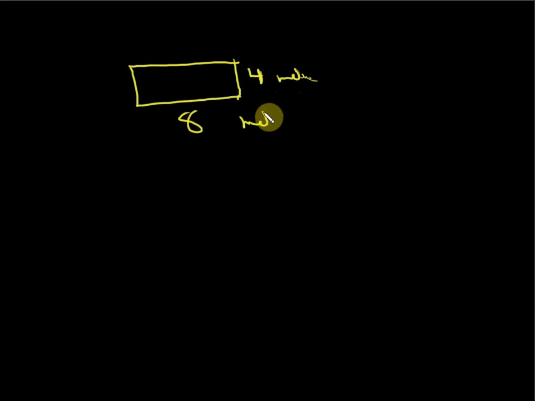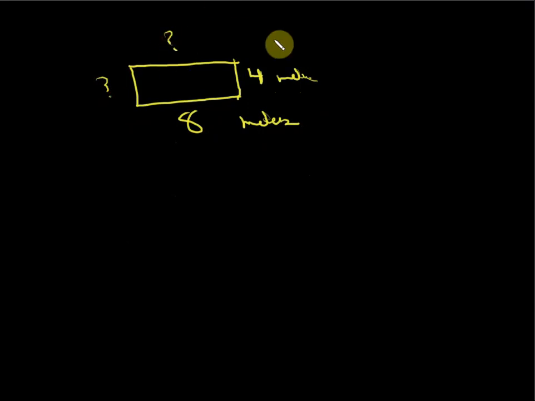So we have a rectangle. We'll say this is 4 meters, and we'll say this is double that, 8 meters. So, what is this side and what is this side?